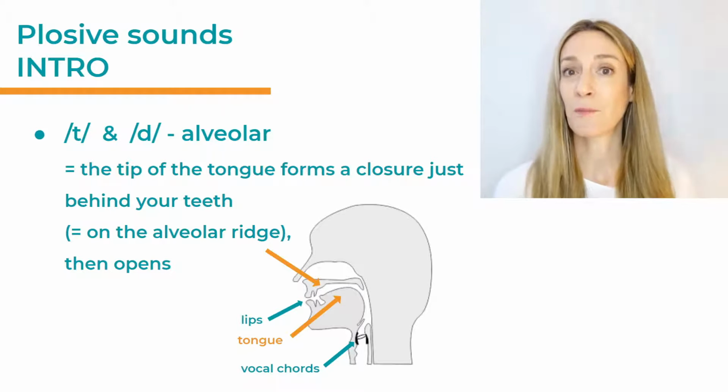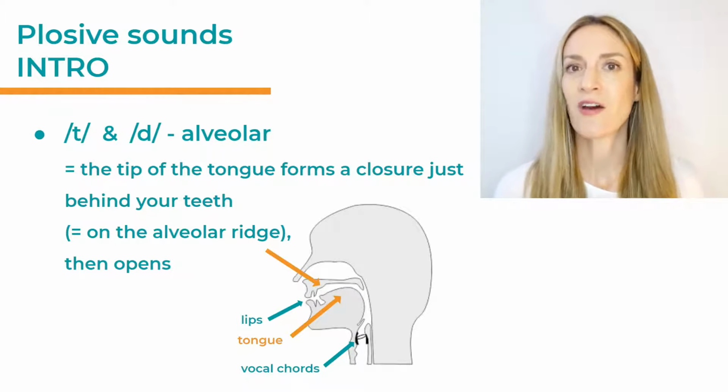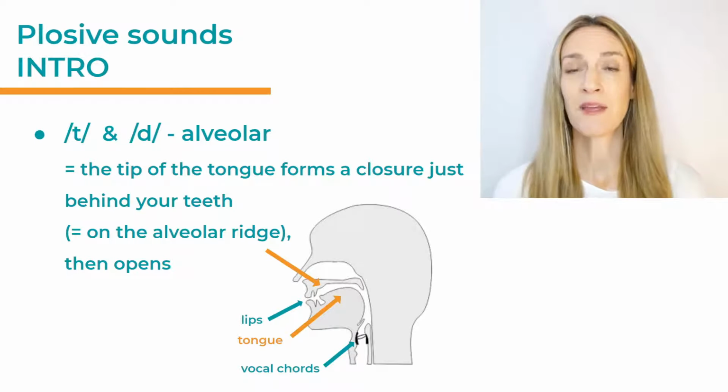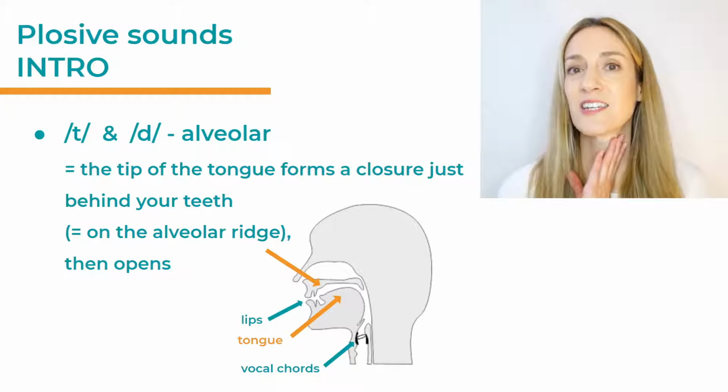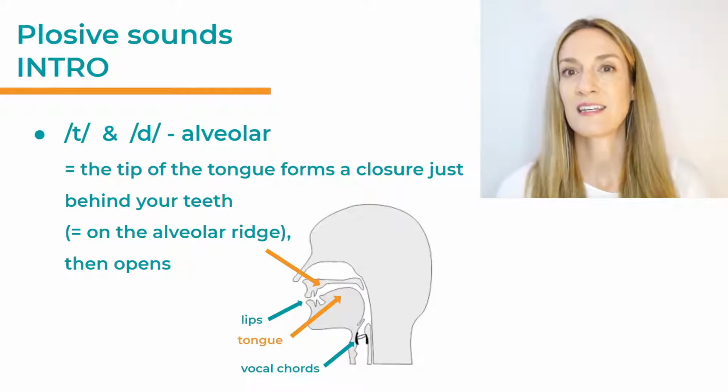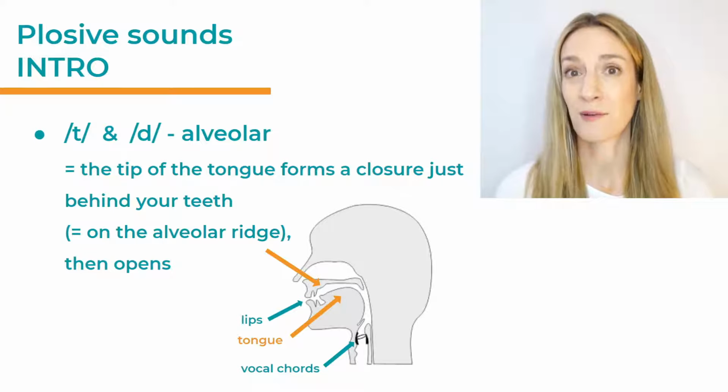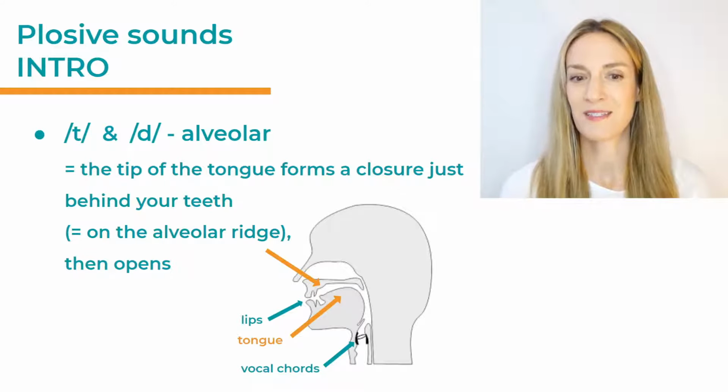Just as we had with P and B, the movement of the articulators is the same. The difference between T and D is that T is unvoiced, D is voiced. So that is why they are still two different sounds, two different phonemes.